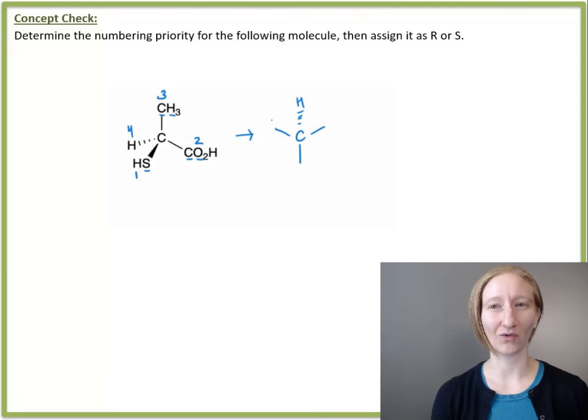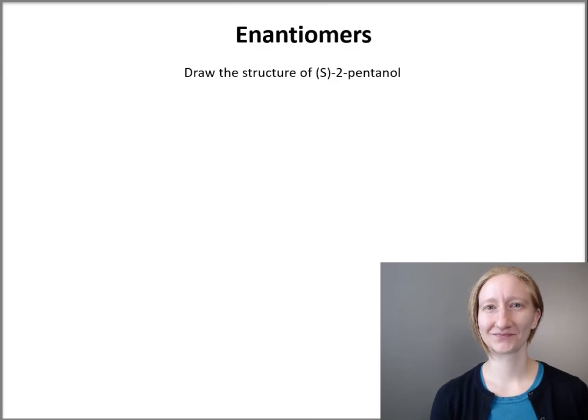Now to orient the molecule, I imagine myself looking down that carbon-hydrogen bond. If you need to build the model or redraw it so that the hydrogen is pointing up, then please do. When I look down the carbon-hydrogen bond, I see the sulfur on my left, the methyl on my right, and the acid group pointing straight down. I add in the priorities and then draw an arrow from 1 to 2 to 3.